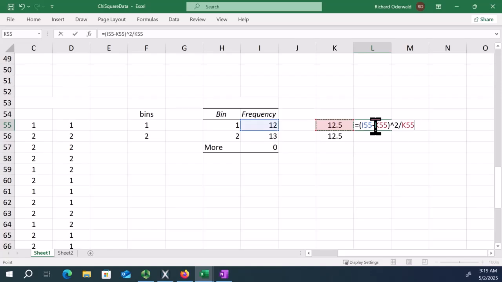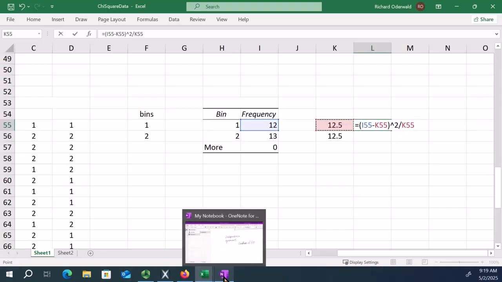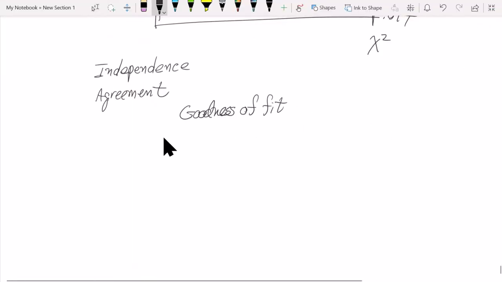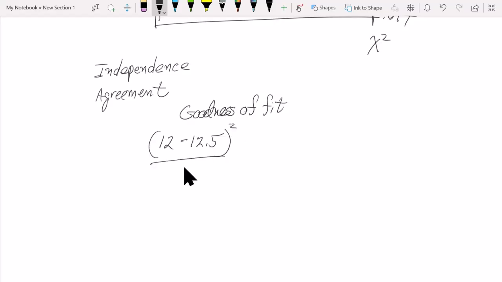Right. What this becomes, and it's a formula, but it has a logic. Suppose I'm supposed to get 12, or I observe 12, and I'm expecting 12 and a half. I square it, then divide it by 12 and a half. The top part is the difference squared, and the bottom is the expected.